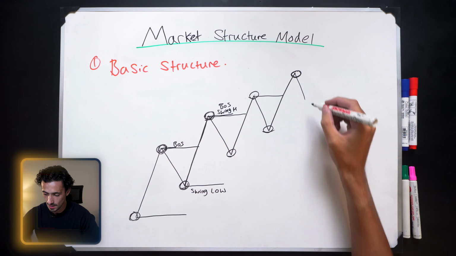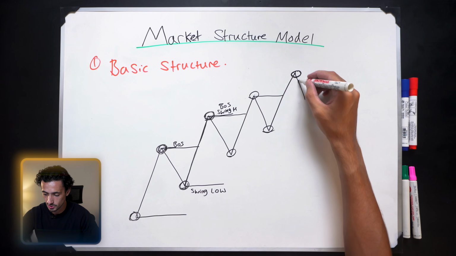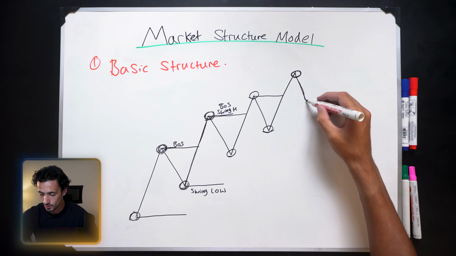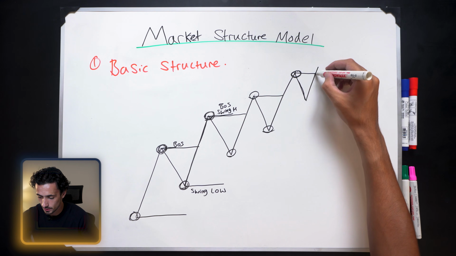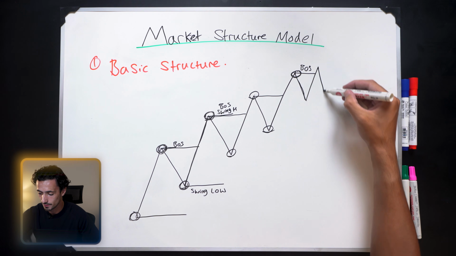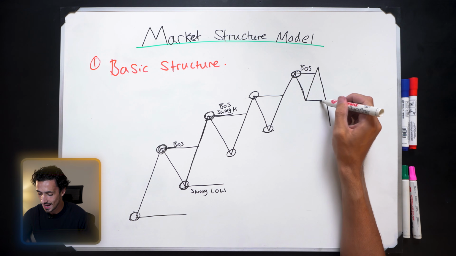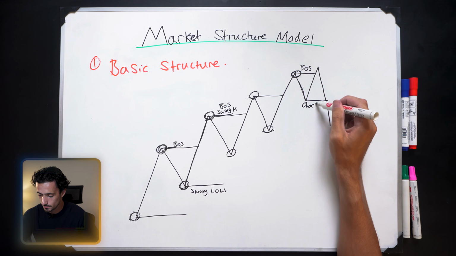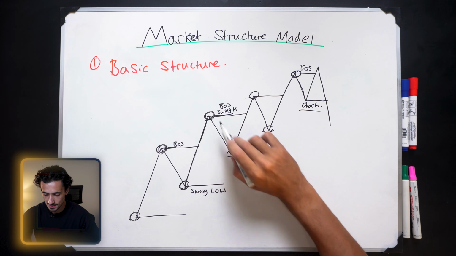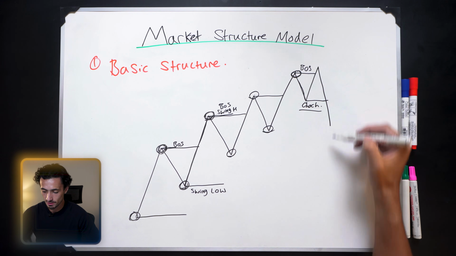Now, at some point in time, after price has exhausted a trend, because trends often go and then they reverse, you'll have your final move to the upside, which will give you a final break of structure. And then you'll very likely have a change of character. A change of character is simply the shift from bullish price action to bearish price action.